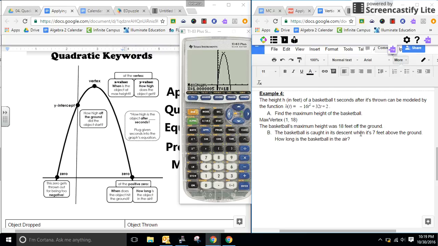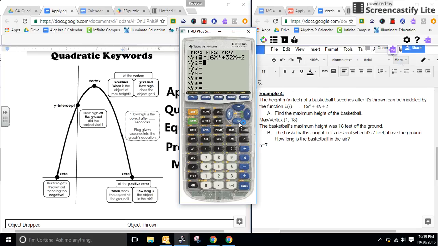And then the next question says the basketball is caught in its descent when it's 7 feet above the ground. How long was the basketball in the air? So we know that the basketball was caught when it was 7 feet above the ground. So we know the height was 7 feet. So that's where we want to type in 7 for y, because remember, h is just the y. So remember, h and y mean the same thing.